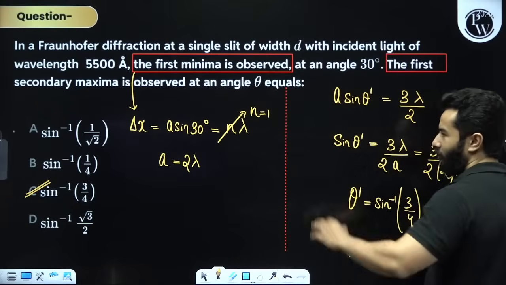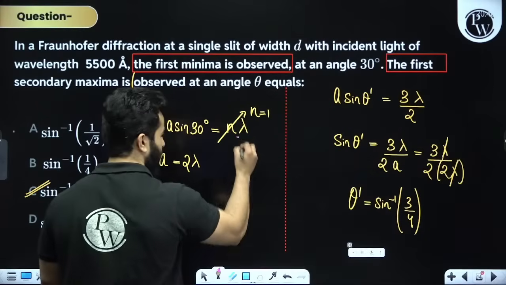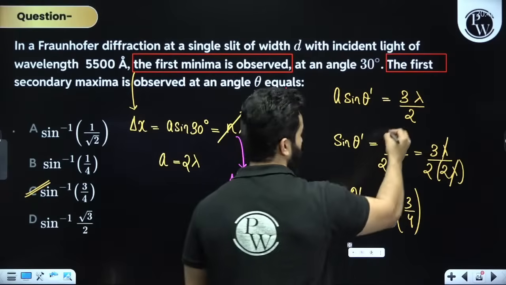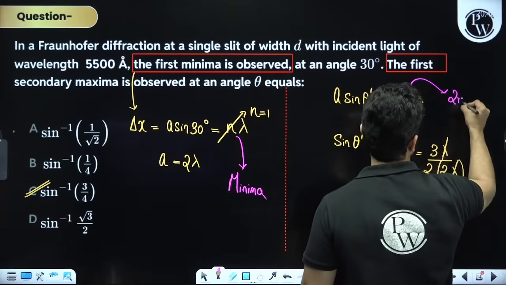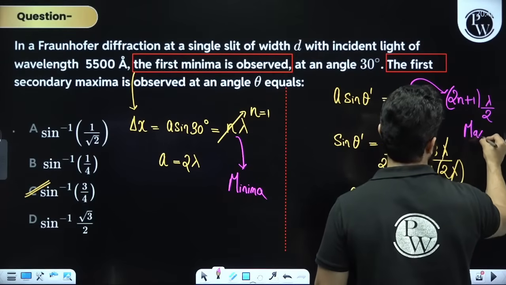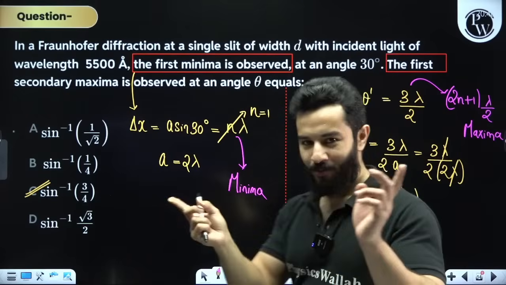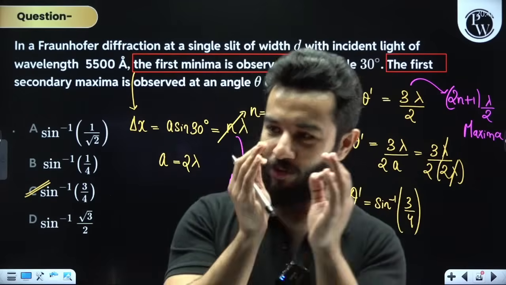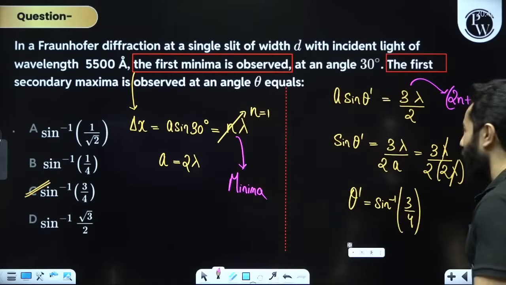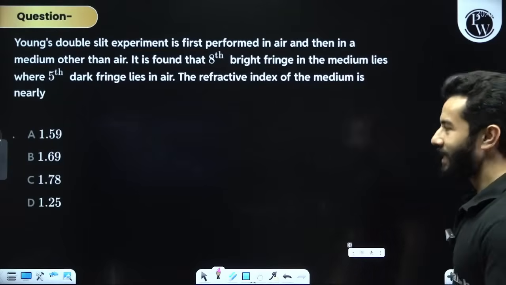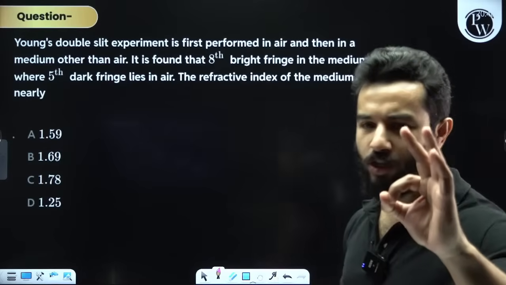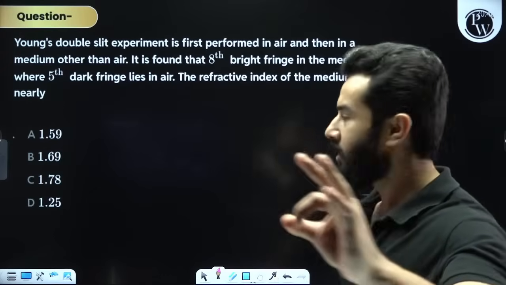So remember the formula: this formula is for minima, n lambda. The general formula is 2n plus 1 lambda by 2, and this is for maxima, right? Obviously we interchange the formula of YDSE, there is a reason for it, but right now you can simply remember this. Moving on to the next question of Young's double slit experiment, right? One of the most repeated concepts in the NEET exam.